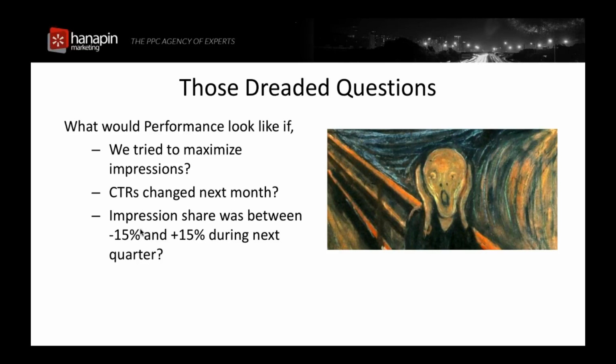But the dreaded questions, at least on my end, come up when someone comes to an analyst because things aren't going right in the account, things are going sideways, or they just aren't sure how to solve it. So we say, what would performance look like if we try to maximize impressions? What if our CTRs change next month? Or, what these tables are going to be really useful for, what would happen over the next quarter or month if our impression share changed by negative 15% or plus 15%?